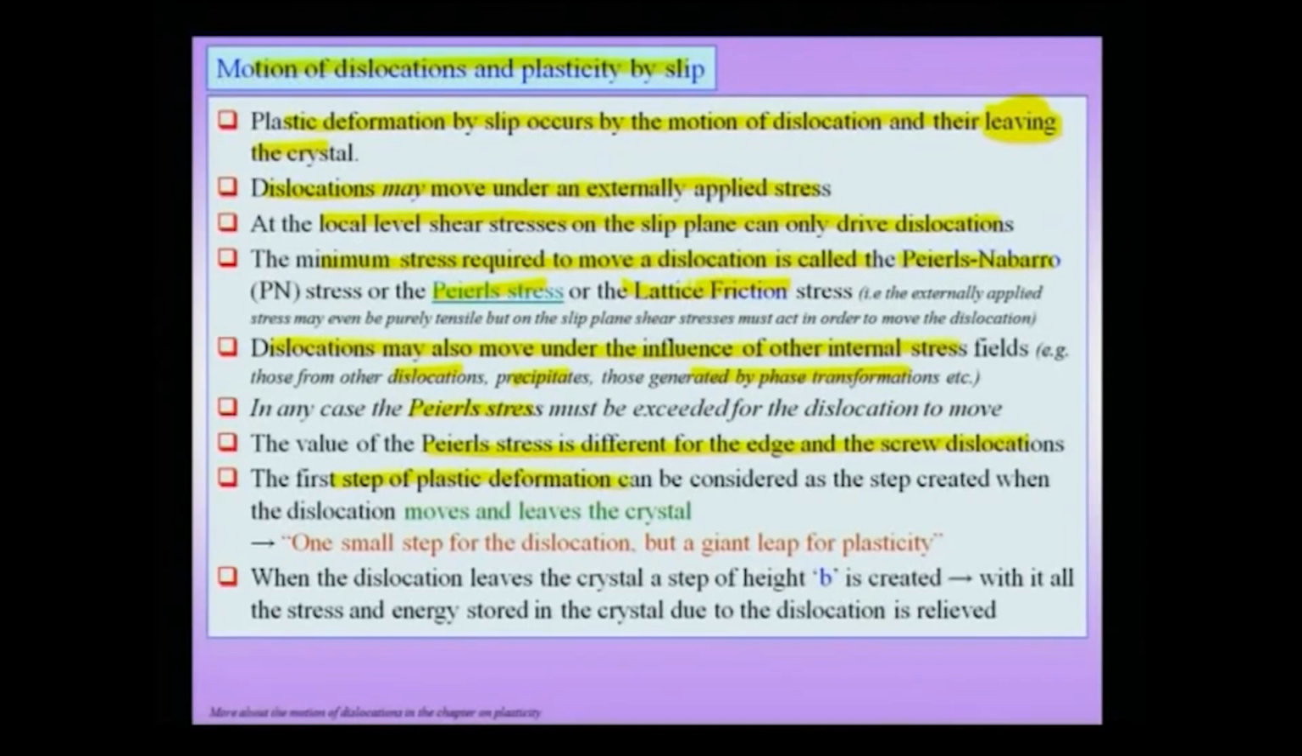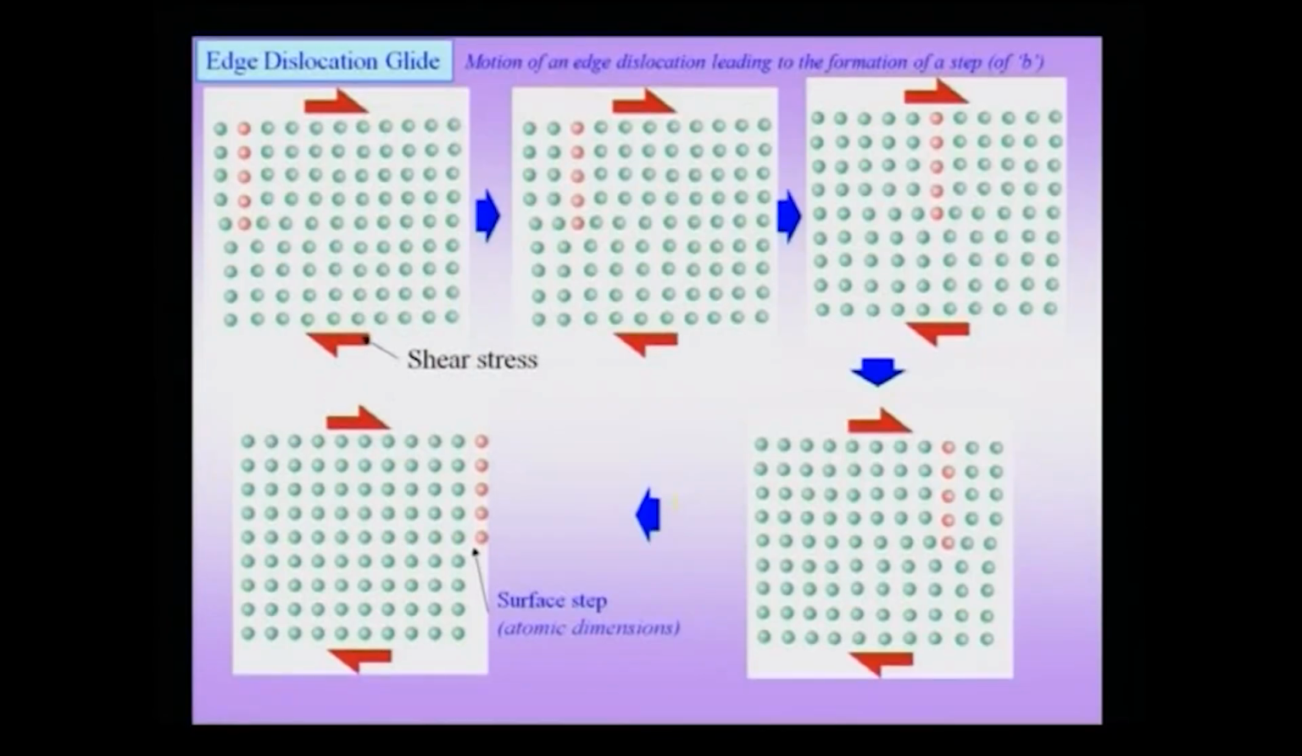The first step in plastic deformation can be considered as a step created when the dislocation moves and leaves the crystal. We will have a graphic of this in the next slide, and I am illustrating this concept for the case of an edge dislocation. An edge dislocation can be thought of as an extra half plane in a crystal, or equivalently a missing half plane in a crystal, but nevertheless the edge dislocation itself is neither the extra half plane nor the missing half plane. It is the line between the two, which I am drawing schematically here in this diagram, going into the plane of the board.